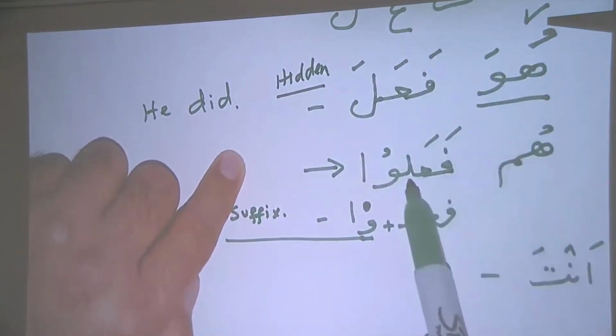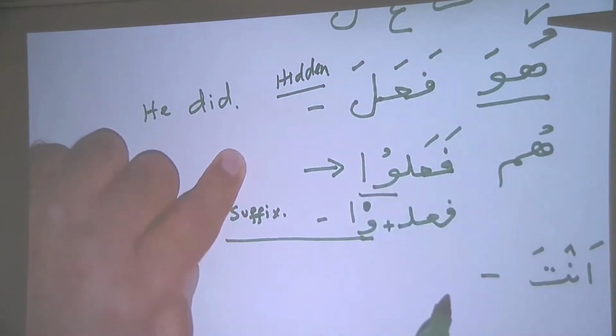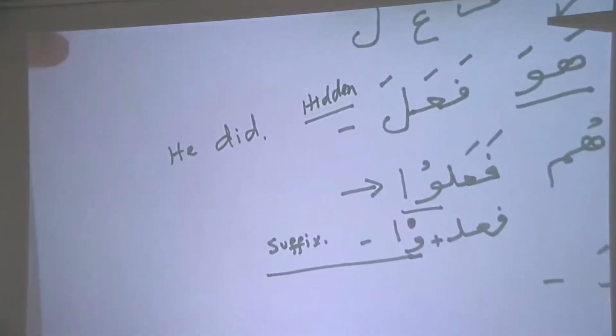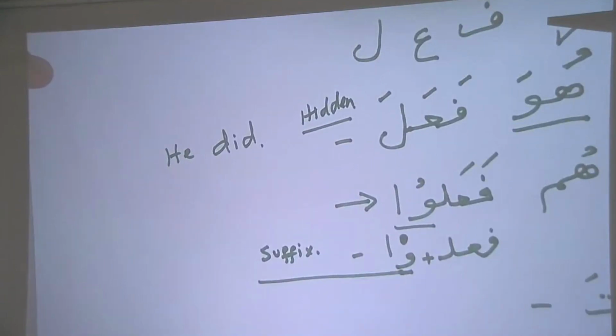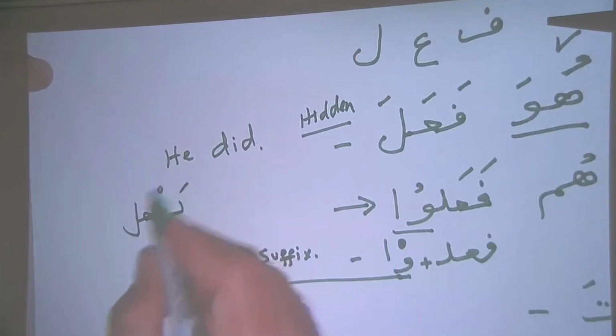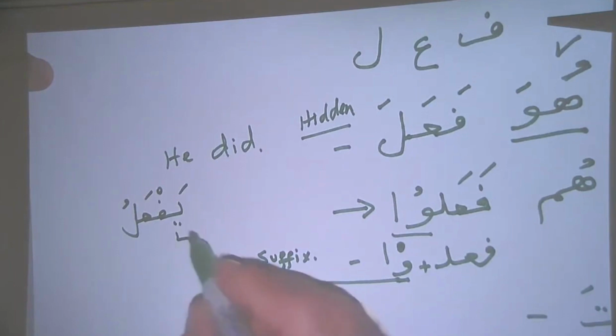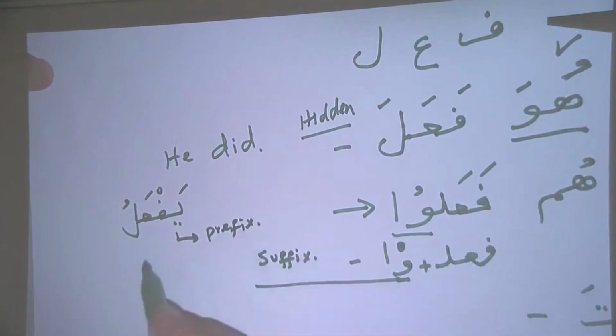There is a hum in fa'alu, but you don't see it as hum, you see it as a waw and alif. And that is why I'm calling it a suffix. Got it? Because later on, when I talk about mudare, I'm going to write the same thing like this: yaf'alu. In this case there is no suffix, there is a prefix, a ya. When you see a ya next time in a fi'l, that means you're dealing with a mudare. This is a sign of mudare, which is future tense.